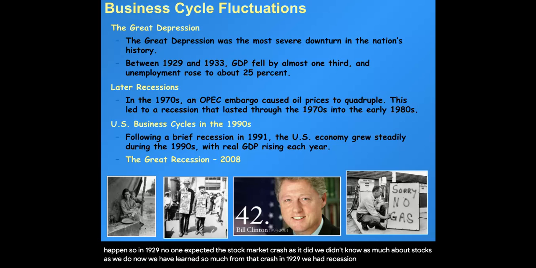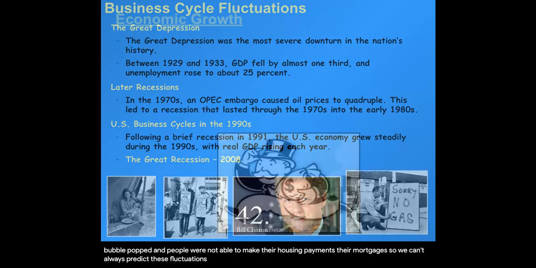We had recessions in the 70s due to oil embargoes. People were stopping the sale of oil to the United States as a war tactic. And then we had the Great Recession in 2008, when the housing bubble burst. Remember, inflation was causing all of the housing prices to be overvalued. They were loaning house loans, mortgages, out to people who couldn't afford to pay them. And then eventually that bubble popped and people were not able to make their mortgage payments. So we can't always predict these fluctuations that happen in the business cycle.